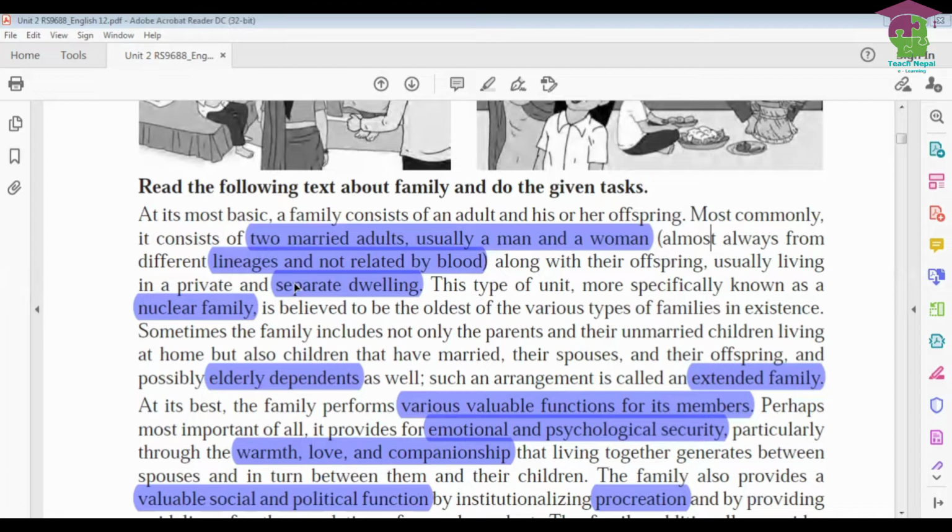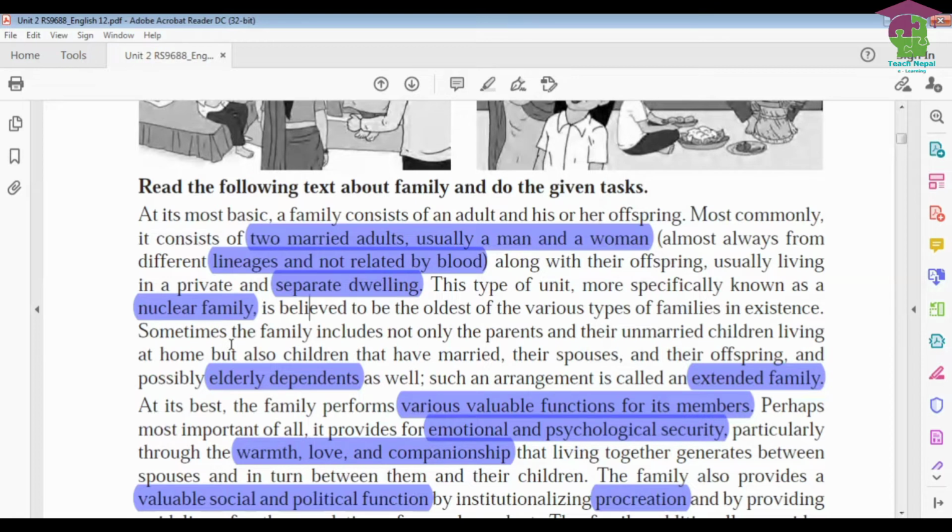If a man and a woman live with their offspring or children separately in a private house or a private dwelling, this type of family is called nuclear family. This is what you call nuclear family. It is believed to be the oldest of the various types of families in existence. This type of family is called the oldest family in existence.